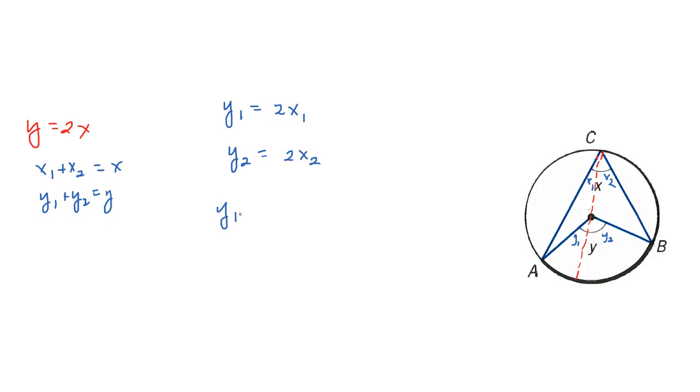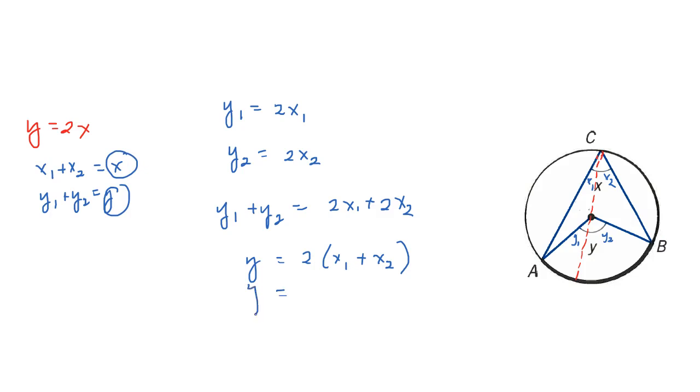So we have y sub 1 plus y sub 2 is equal to 2x sub 1 plus 2x sub 2. And then y sub 1 plus y sub 2, we declare that it is y. And then we have 2 times x sub 1 plus x sub 2, common factor. And x sub 1 plus x sub 2 is equal to x. So we have y is equal to 2x. We have proven that y is equal to 2x.